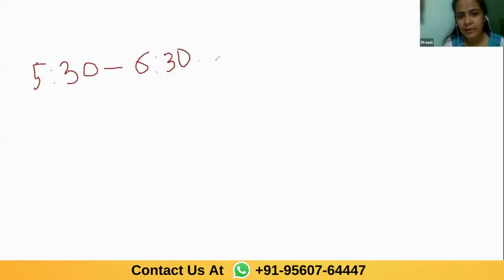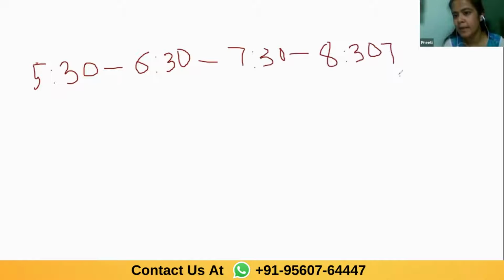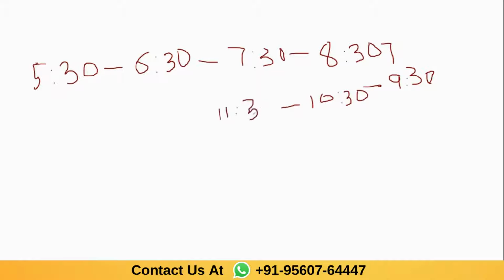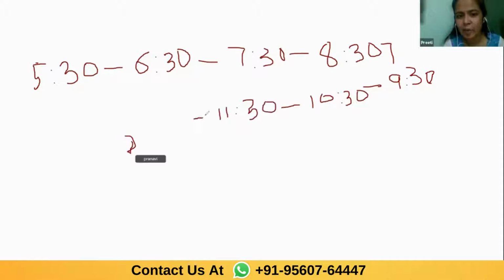5:30 to 6:30 is 1 hour, then 2 hour, then let me explain. I'm doing it on the whiteboard so that you people can figure out where the error is. 8:30, then 9:30, then 10:30, then 11:30, and then after 11:30 p.m. I'm crossing the midnight.